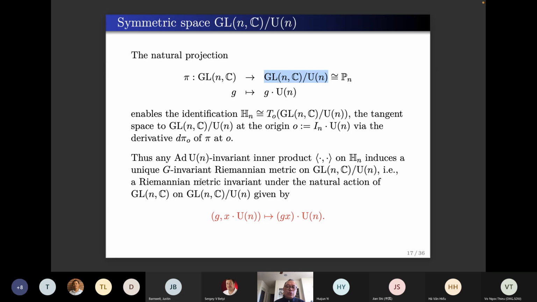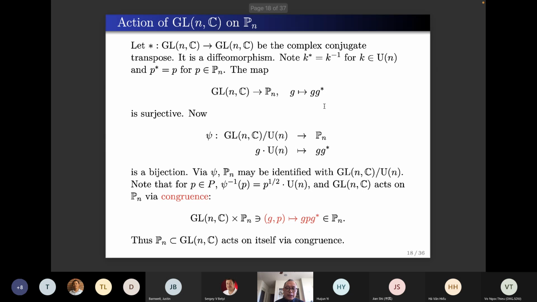This Riemannian metric is invariant under the natural action of GL on this quotient space. You may ask, what is the action? You have a group element G, and it acts on this space by translation, through left multiplication: you just multiply X by G. But what is the effect of this action on P_N under the identification? It's given here.